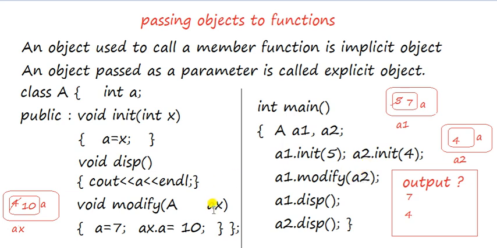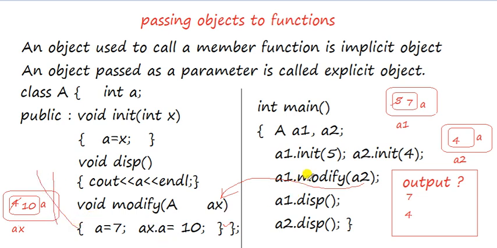When you pass an object by value, now A2 is passed to modify by value. So A2's value is passed here. So A2 is copied here. This value of A2 is copied in AX. That's why it is local. Any modification done to a local variable will remain local, and as long as the control is inside, it is alive. So when you complete the execution of modify and the control exits this block, what happens? It will be destroyed from memory.